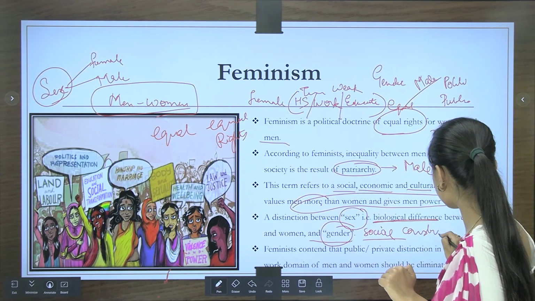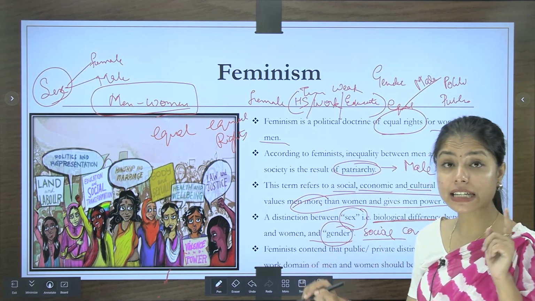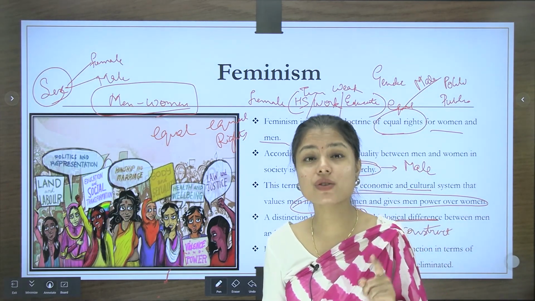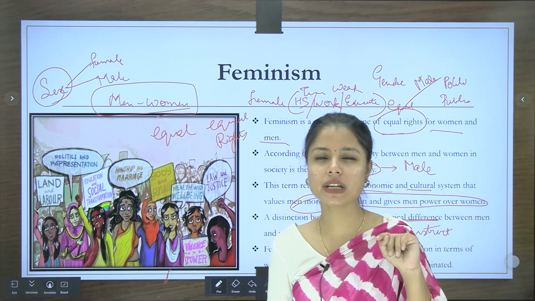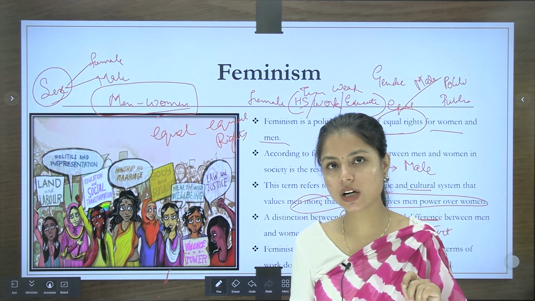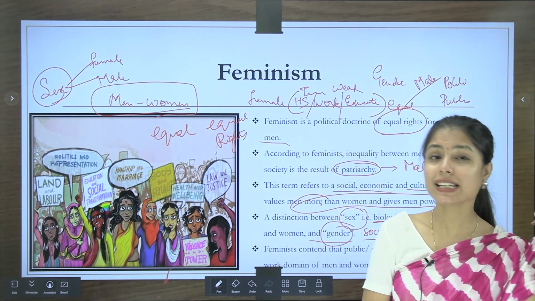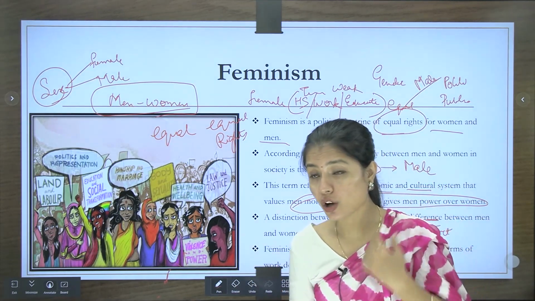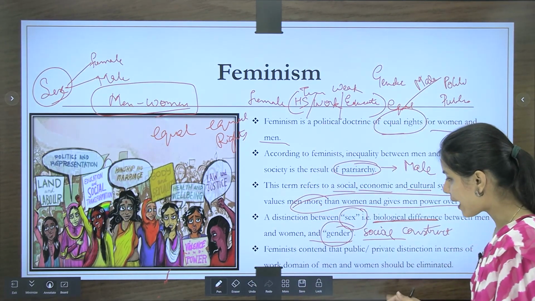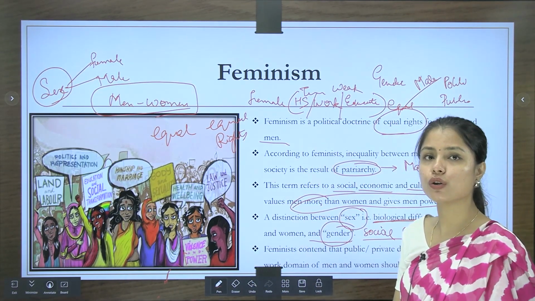What do I mean when I say social construct? It is created by society. So society decided that women should be responsible for household work, whereas male members should go out and work. This was not something that was biological in nature. So finally, what do feminists the world over say?